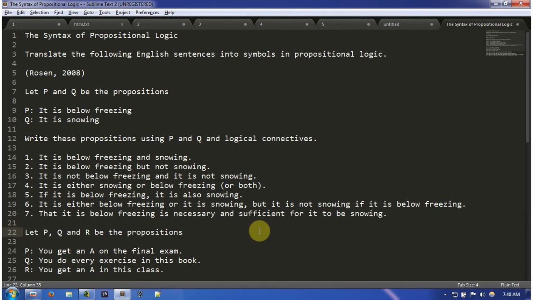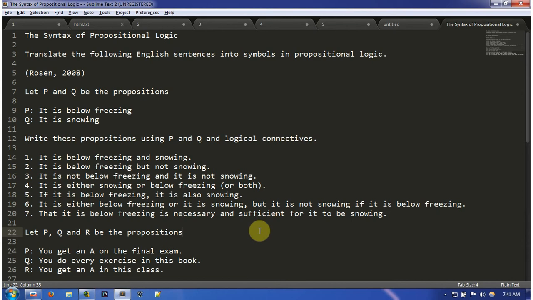Next one is if-then, or the implication or conditional. Its verbal form is if P then Q, or P implies Q. Other patterns equivalent to if-then are Q if P, P only if Q, Q when P, Q provided that P. P is a sufficient condition for Q, and Q is a necessary condition for P.